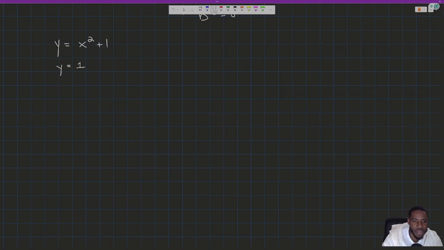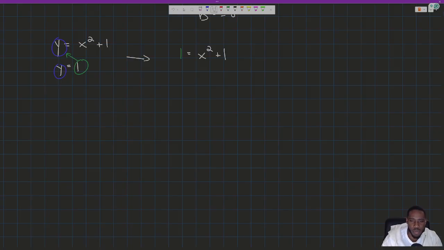And the key here is to remember that in a system, you're looking for the place where the y's and the x's are the same number. So if you're told that this y and this y are the same, and that this y at the bottom is equal to 1, you know that this y up here is also equal to 1. And so we can substitute 1 in for y up here. So what this is going to look like now is 1 is equal to x squared plus 1.